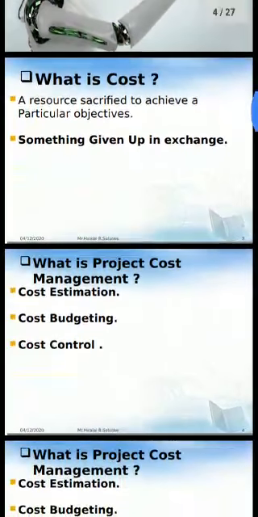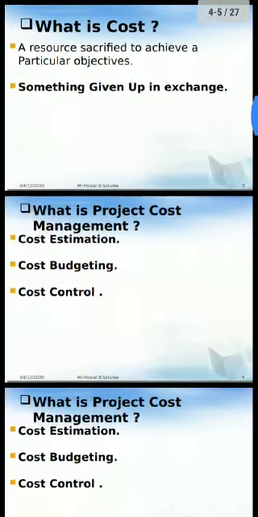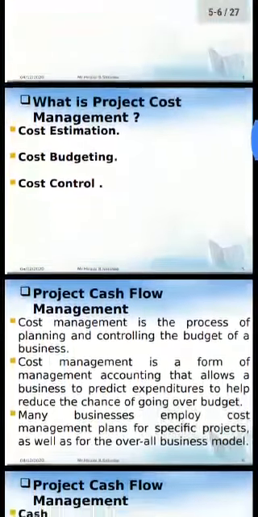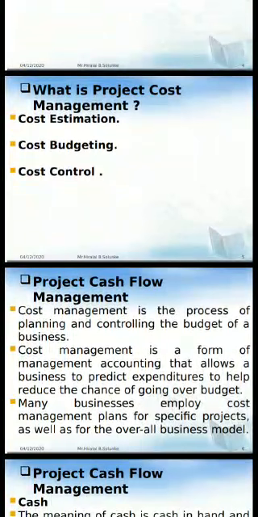Now next one is what is project cost management. Project cost management is nothing but the process with the help of three variants, that is cost estimation, cost budgeting and cost control. Here we are going to control the cost or budget. First is cost estimation. What is cost estimation? Cost estimation is a technique with the help of which we calculate the raw budget or raw estimation required for the performance of a particular operation.